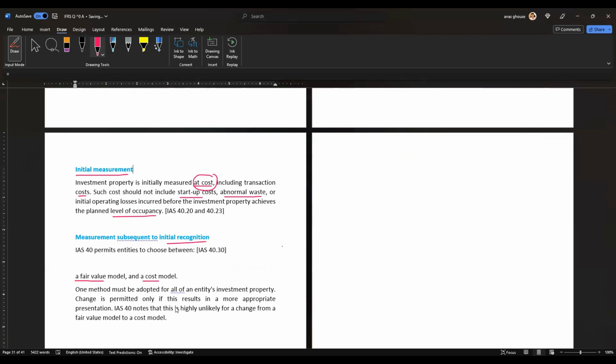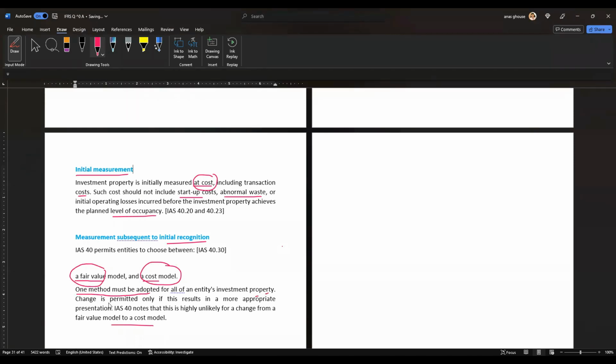Change is permitted only if this results in a more appropriate presentation. IAS 40 notes that this is highly unlikely for a change from a fair value model to a cost model. So subsequent measurement should be either the fair value or cost model. But if you adopt one method, it has to be used for the entire investment property of the company. One method must be adopted for all of an entity's investment property.